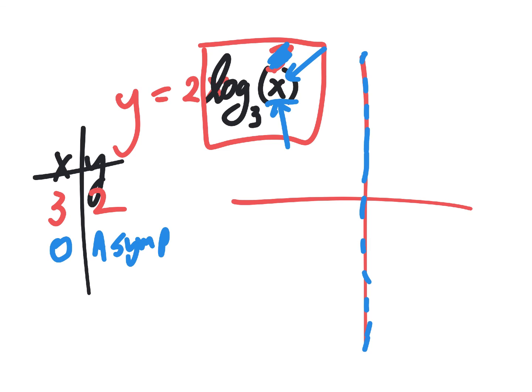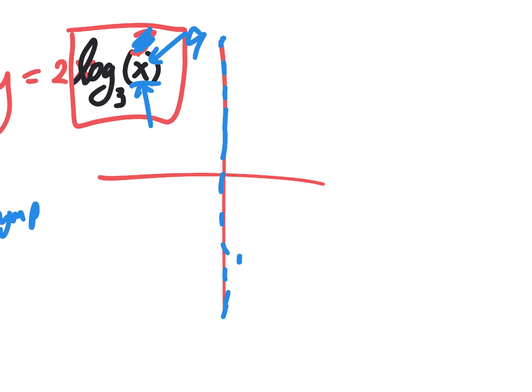Okay, next number I'm going to stick in is 9. Because when I put in a 9 here, log base 3 of 9 is 2. 2 times 2 is 4. 9 comma 4. And overall, you should know that the parent graph of a log looks kind of like that. And now we're just finding more specific points. Raise your hand if you generally got that.